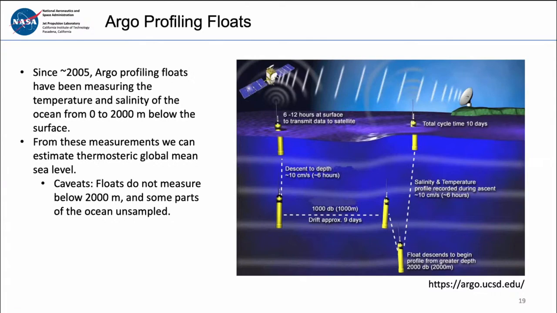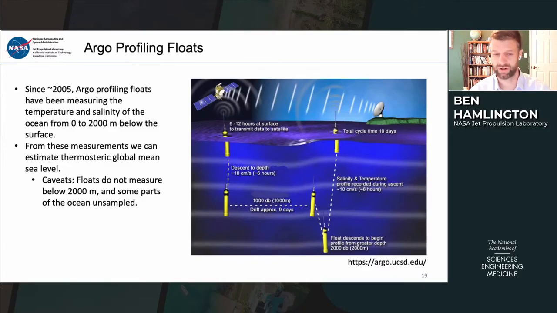So from these measurements, we can take those temperature and salinity observations and we can estimate thermosteric global mean sea level. A couple caveats here: the floats don't measure below 2000 meters. So over this full record, we really can't get an assessment of what's happening below 2000 meters. And then some parts of the ocean are undersampled. So you're relying on these floats to freely drift and to enter different parts of the ocean. Some areas do not get sampled. So we can assess global mean sea level given those caveats. Again, it's not quite global mean sea level in terms of the thermosteric contribution.